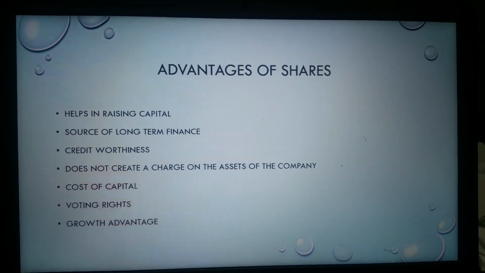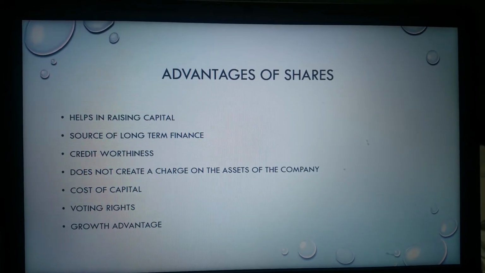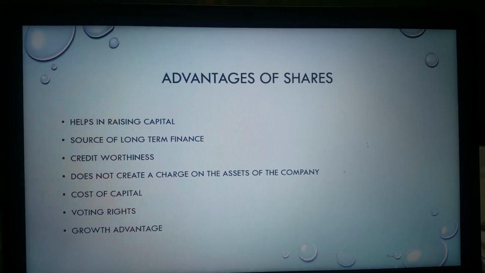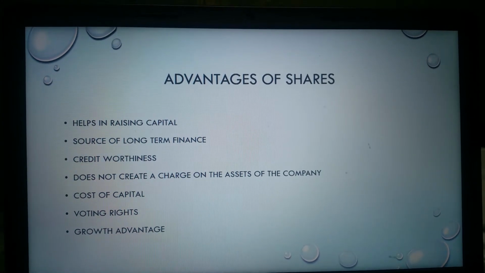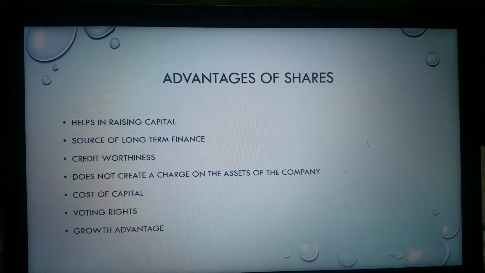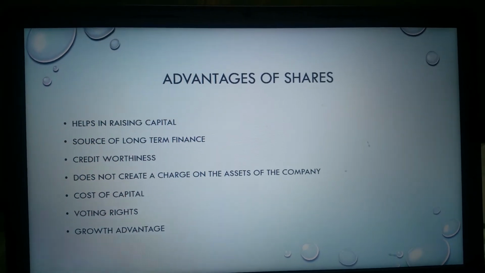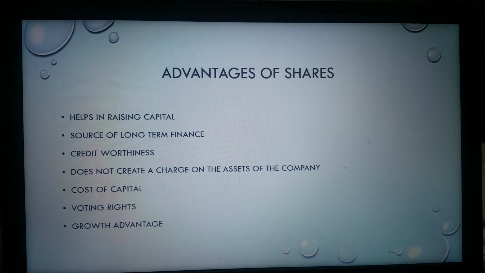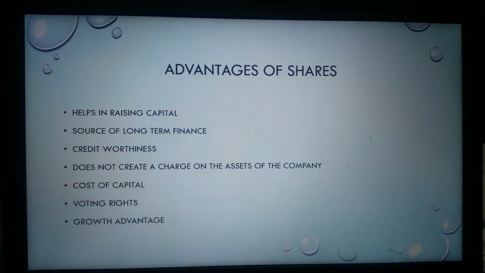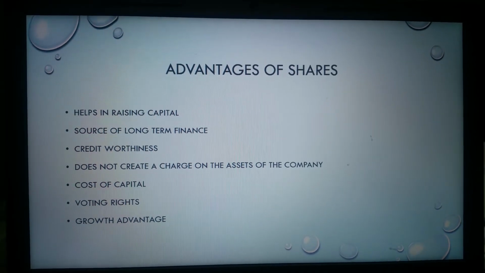Next is cost of capital. Equity share capital is less expensive compared to borrowed capital, since equity shares are considered ownership securities. Therefore the shareholders are paid only when the company makes profits. The shareholders cannot claim any dividends when the company is not making any profit. And even if we raise capital by borrowing loans from banks, the cost of borrowed capital from banks will also be much higher compared to the cost of shares.